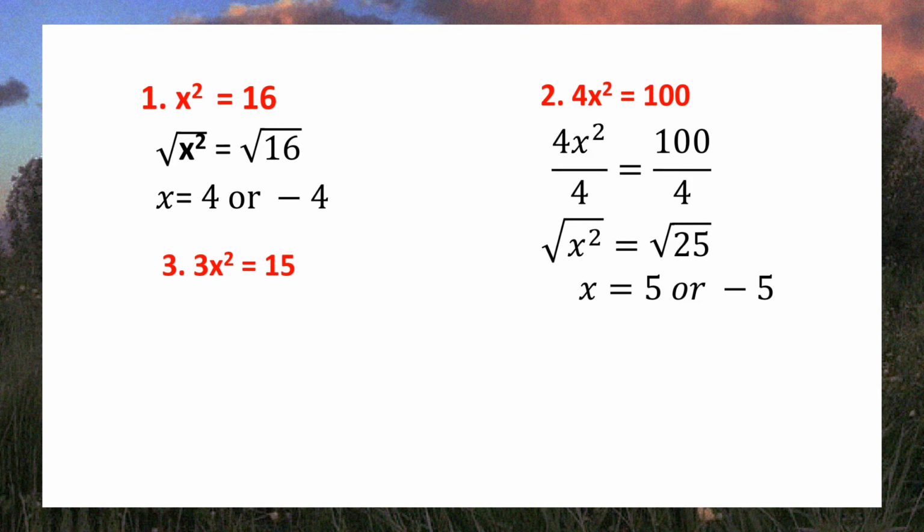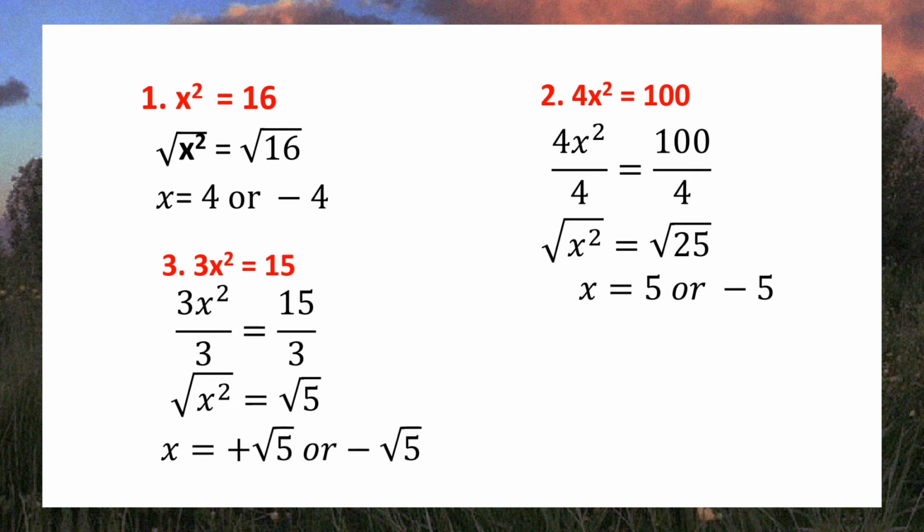Now, in number 3, we have 3x squared equals to 15. So, we will divide both sides by 3, and then this will become x squared equals to 15 over 3, and 15 over 3 is equivalent to 5. So, therefore, this will become square root of x squared equals to square root of 5. So therefore, 5 is not a perfect square. So we can write the answer as positive square root of 5 or negative square root of 5. So ito po yung paraan ng paghanap ng roots using extracting the square roots.